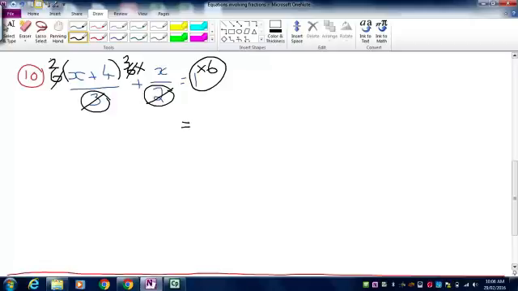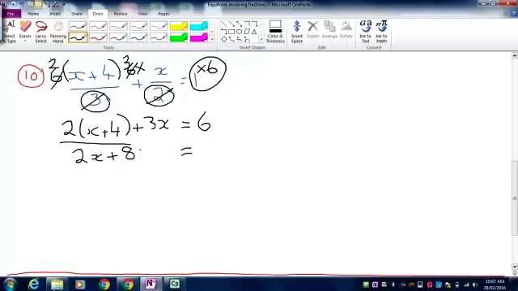So I have on the left hand side 2 outside of x plus 4, so I'll need to expand that in just a moment, and then I have 3x. On the right, 1 times 6 is 6, so just a 6 on the right hand side. Now before I can solve any further, I need to expand these brackets, so we get 2x plus 8 plus 3x is equal to 6.